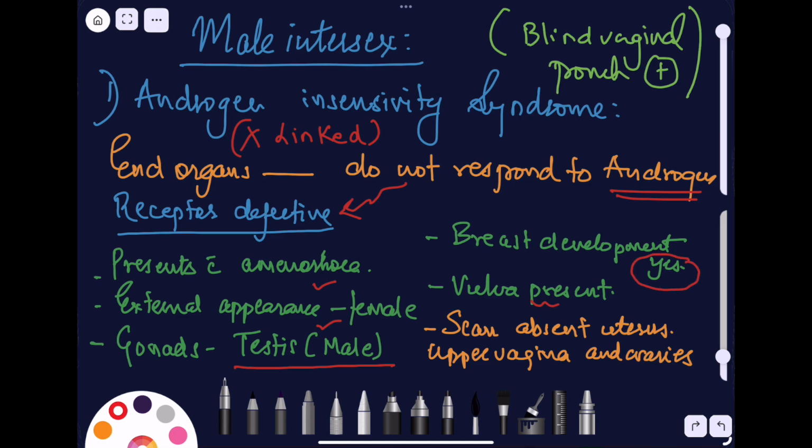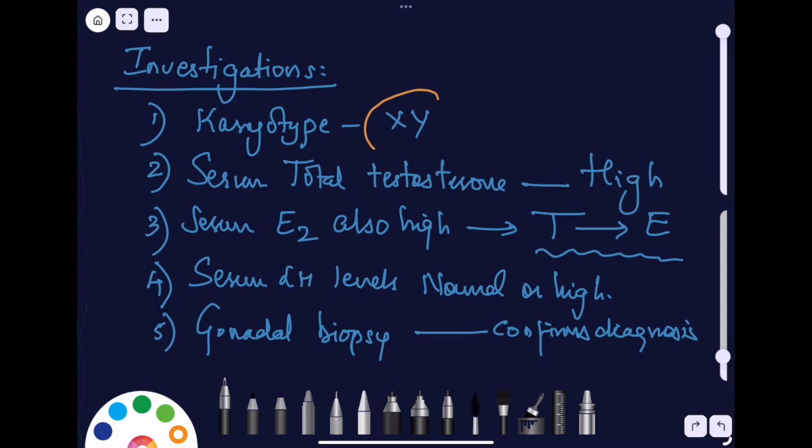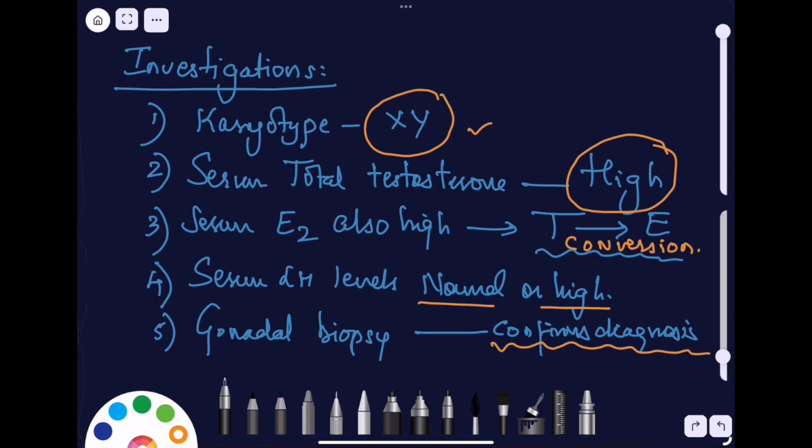Vulva is present in such patients. If you perform an ultrasound scan, it shows absent uterus, upper vagina and ovaries, but there's presence of a blind vaginal pouch. Investigations: karyotype testing shows XY. Serum total testosterone levels are high as there is a production of hormones. The only problem is the receptor level. Serum estrogen levels are also high as there is a peripheral conversion of testosterone to estrogen. Serum luteinizing hormone levels remain normal or high.